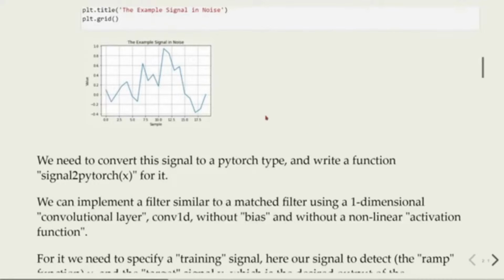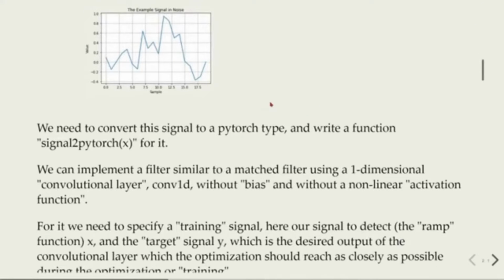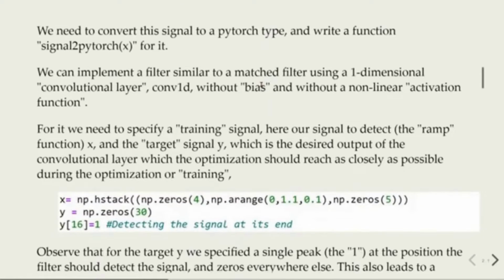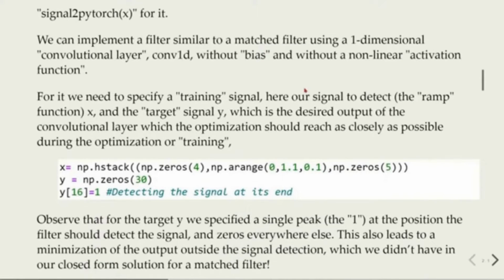Then we can implement a filter similar to a matched filter using a one-dimensional convolutional layer, a conv1D, without bias and without a nonlinear activation function. For it, we need to specify a training signal, here our signal to detect, the ramp function x, and the target signal y, which is the desired output of the convolutional layer, which the optimization should reach as closely as possible during training.